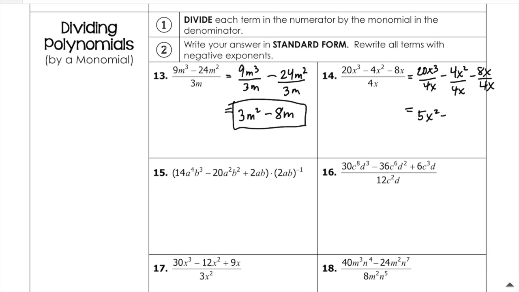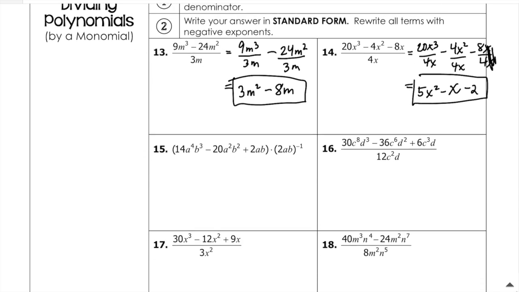I'm not really going to put that 1 there. You know, we don't really write 1s. x squared minus x to the first will give me just an x to the first. And negative 8 divided by 4 will give me a negative 2. And we know our x's will cancel out because they'll turn into 1, because 1 minus 1 is x to the 0, and x to the 0 is 1. So there is our beautiful answer.